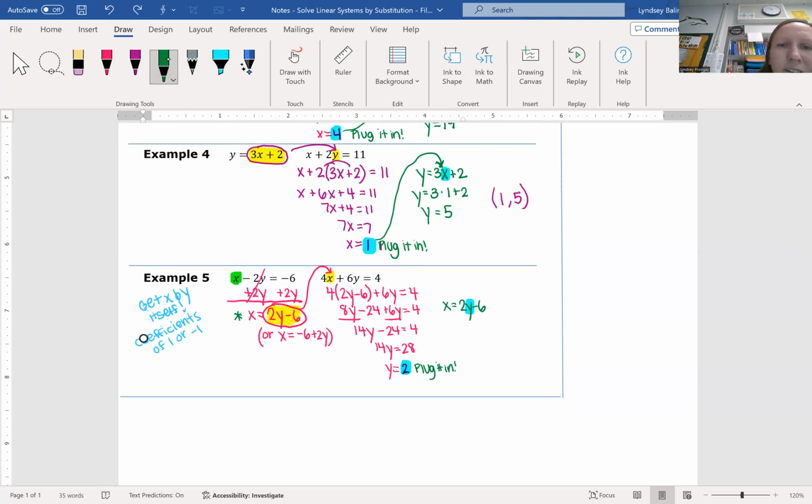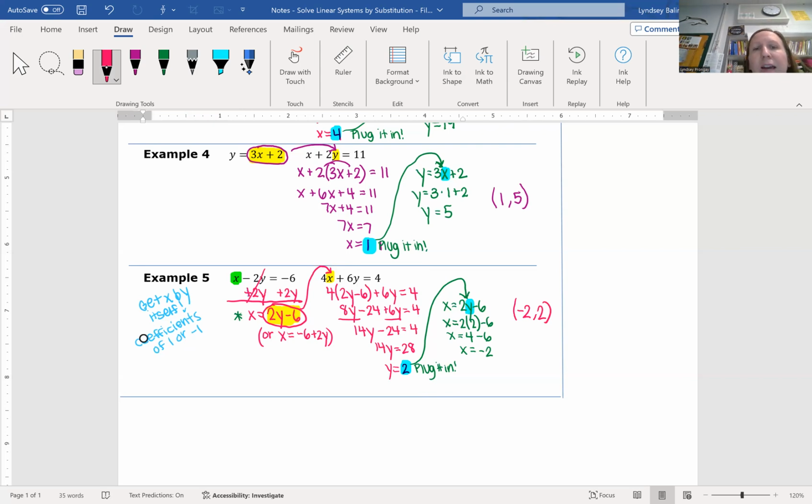My thing is on a delay. Plugging it in for the y over here. So x equals 2 times 2 minus 6. That'd be 4 minus 6, which means x equals negative 2. And our final answer is x was negative 2, so (-2, 2).